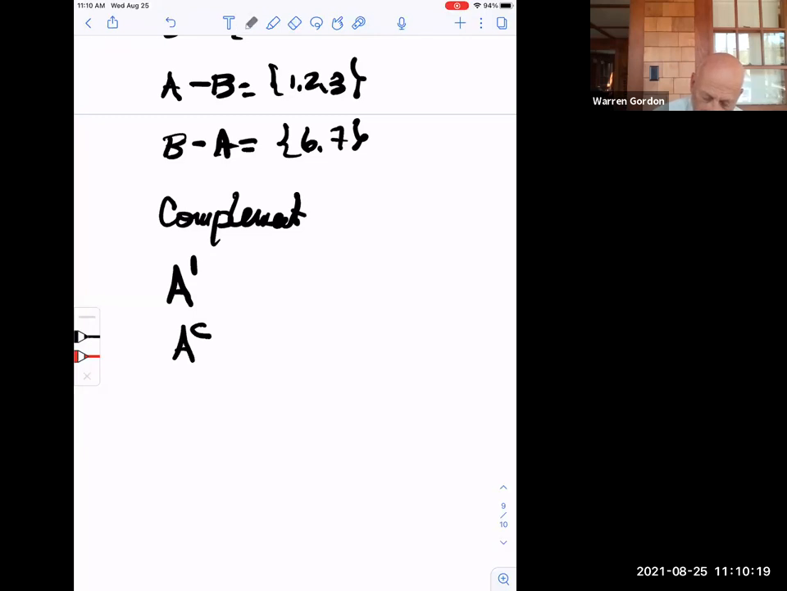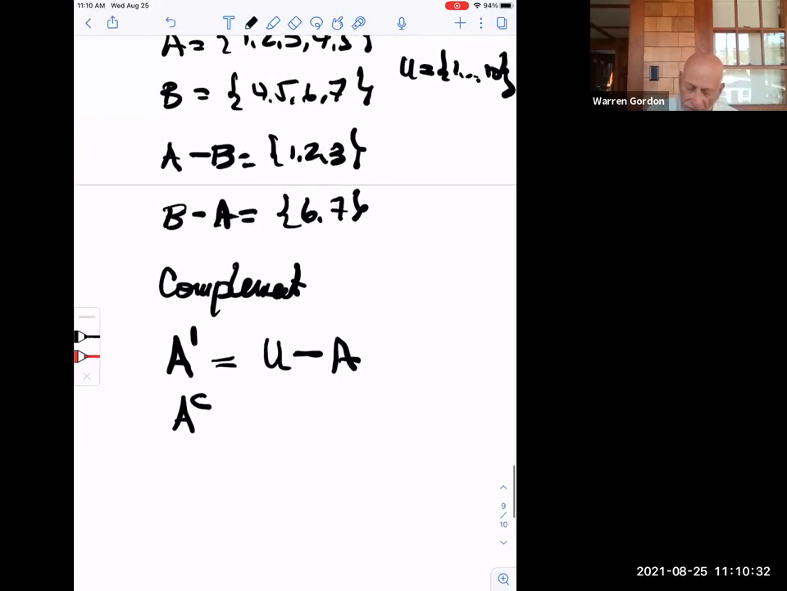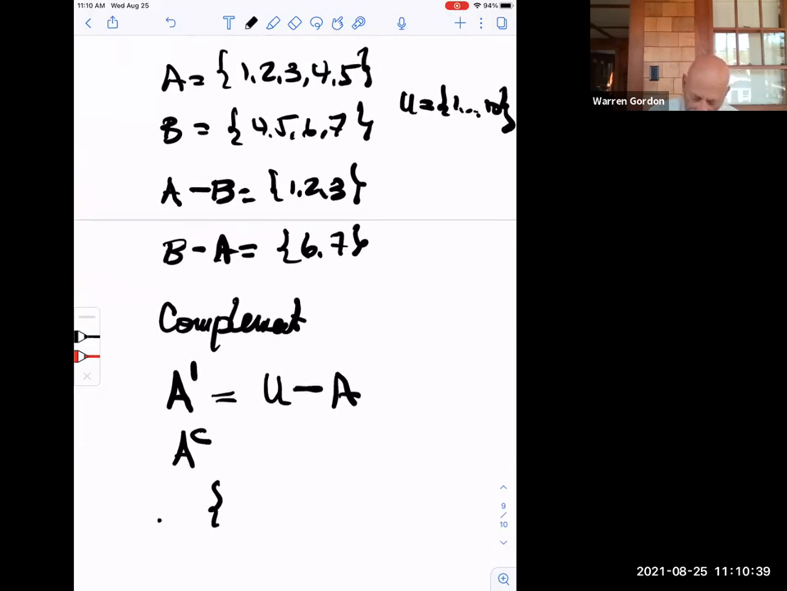And my definition will be very simple. U minus A. That means you look at the universe and you throw away the elements of A. So in the example above, if the universe consists of the numbers 1 through 10, and I throw away A, well, A is 1, 2, 3, 4, 5. I'm left with 6, 7, 8, 9, 10. So the complement is essentially: look at the universe and throw away the set A, and what you're left with is the complement.